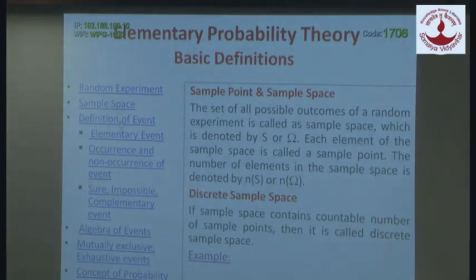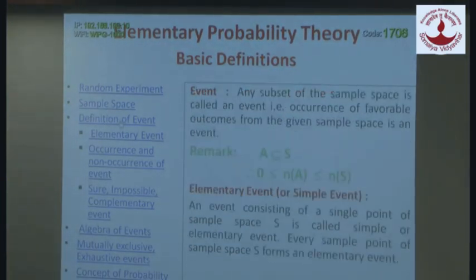Now consider the event. Any subset of the sample space is called an event. The dictionary meaning of event is whatever happens. Happen means you are getting the outcome. You are conducting the experiment and you are getting the outcome. Obviously that outcome is a part of the sample space, which may be considered a subset of the sample space. Therefore, how do we define event? Any subset of the sample space is called an event, that is, the occurrence of favorable outcomes from the given sample space.